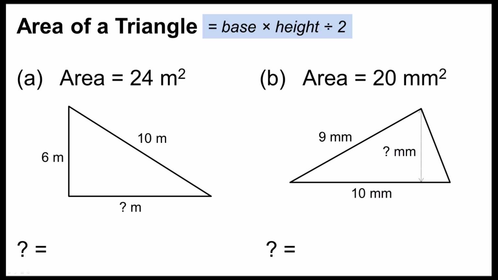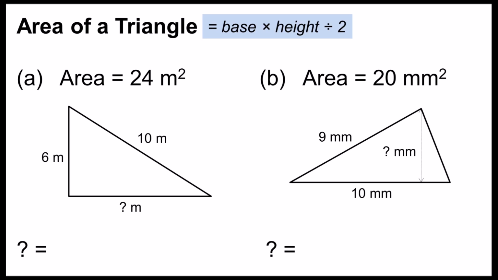Because the area is obtained by multiplying two lengths together and then halving our answer, we can work out a missing side by doing the inverse of this, which is taking the area, multiplying by 2 or doubling it, and then dividing it by the length that's given in the question. It doesn't matter whether this length is the base or the height. Let's have a look at some examples.